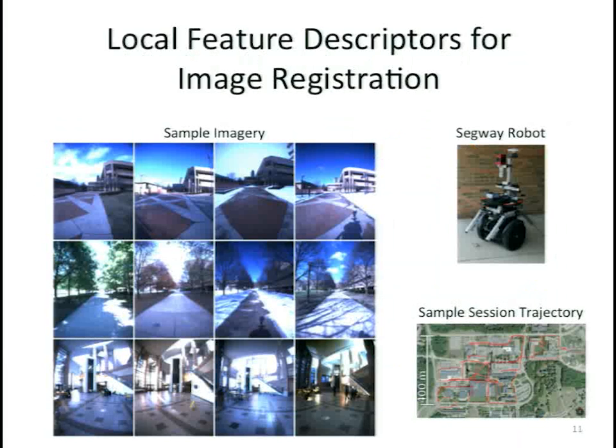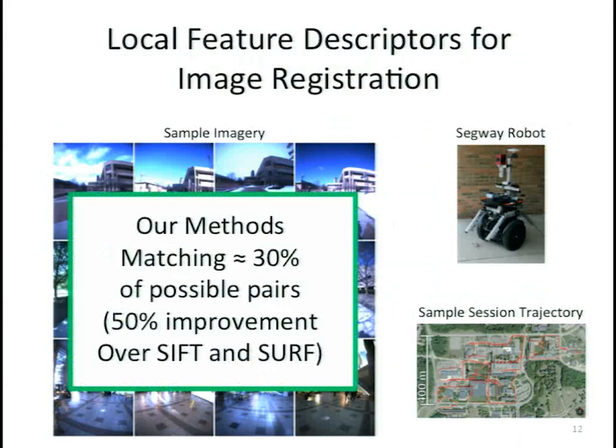And if we go back to this data set I mentioned previously, we're now able to match about 30% of possible pairs, which is a 50% improvement over SIFT and SURF.